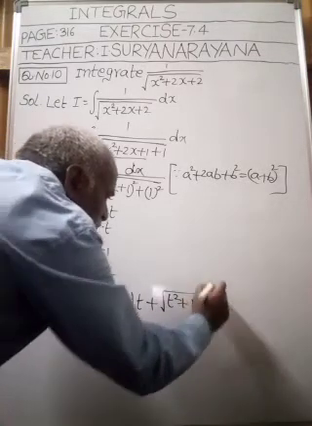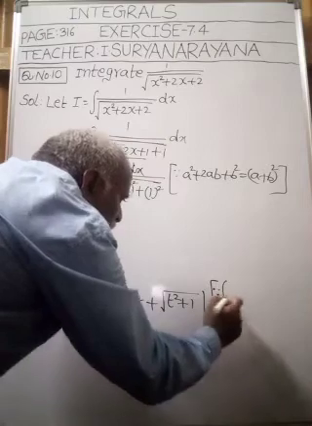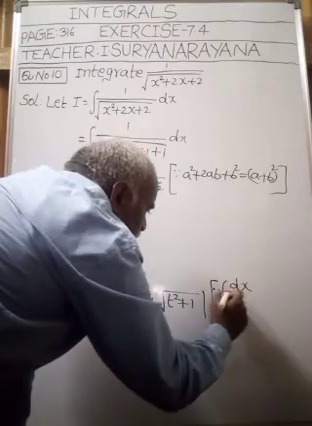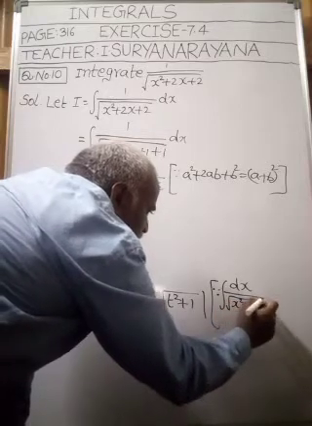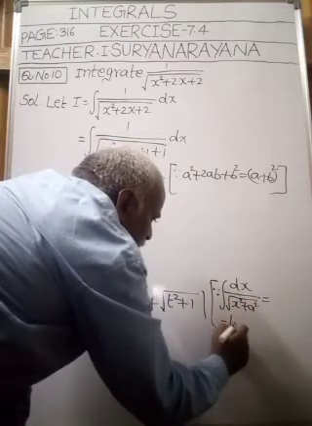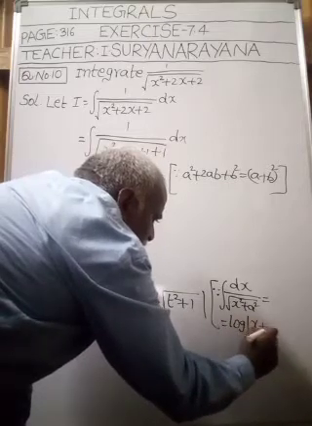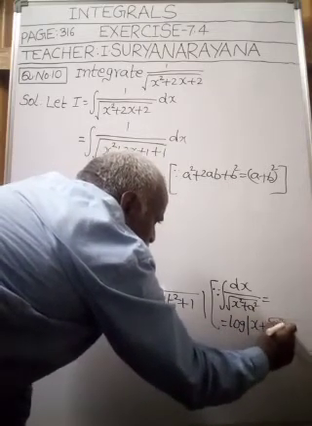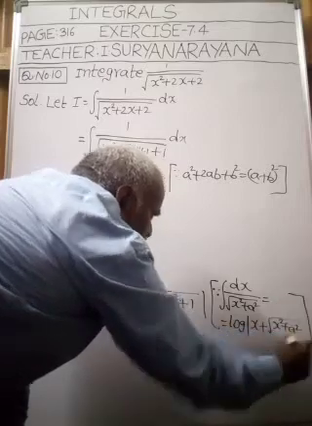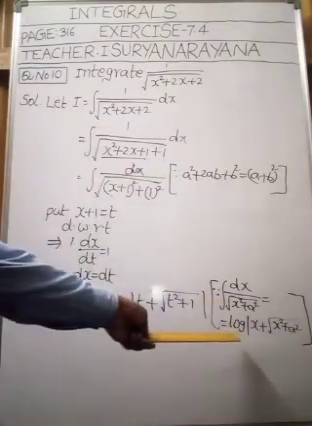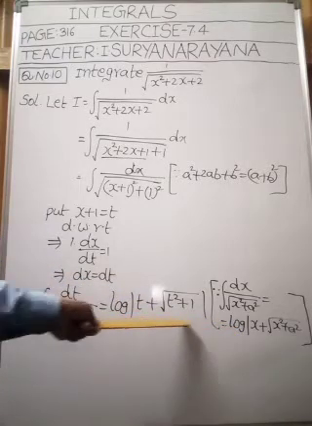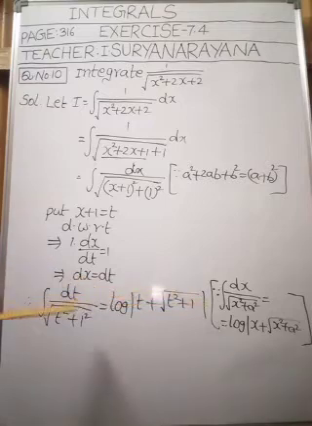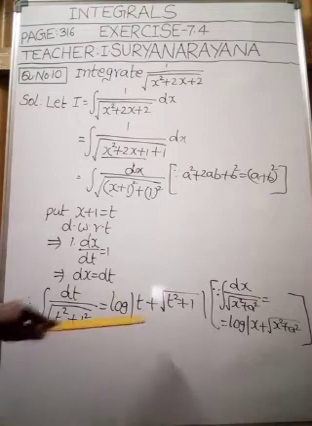Okay, my children, because integral dx by root of x square plus a square is equal to log mod x plus root of x square plus a square. Do you remember this standard integral formula, my children? By using this integral formula, we wrote this step where x is equal to t and a is equal to 1. Understood this step, my children? Right. Integration part is over.